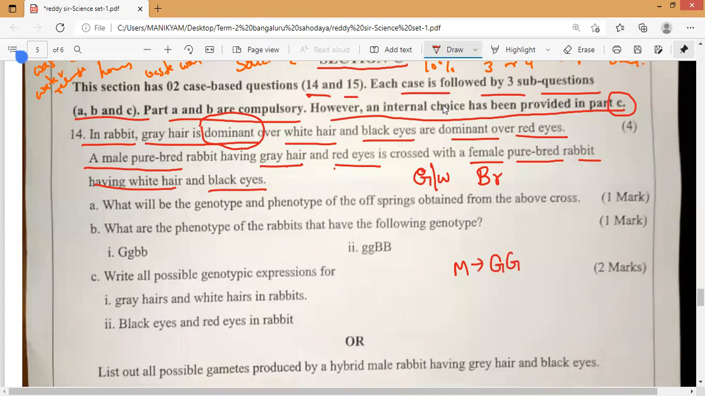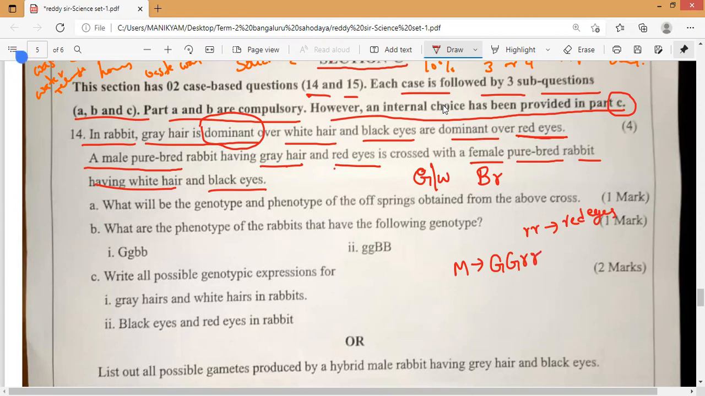So let me take capital GG for gray hair. And they are having what? This is gray hair and red eyes. So red eyes you can take small rr. You have to mention it. Small rr indicates red eyes. Like that you have to mention. So that male is having capital GG, small rr.